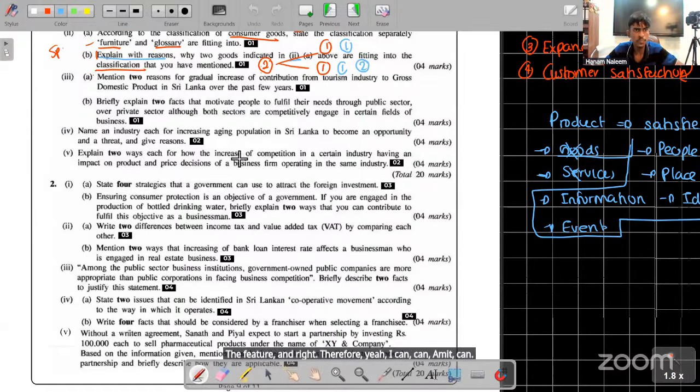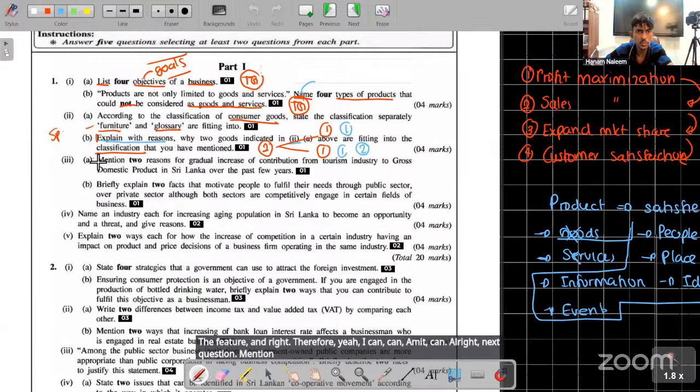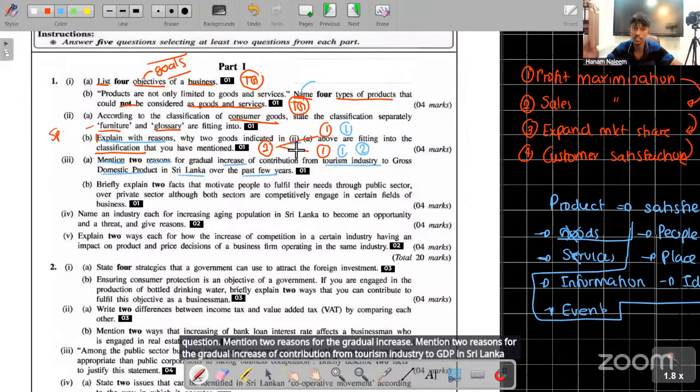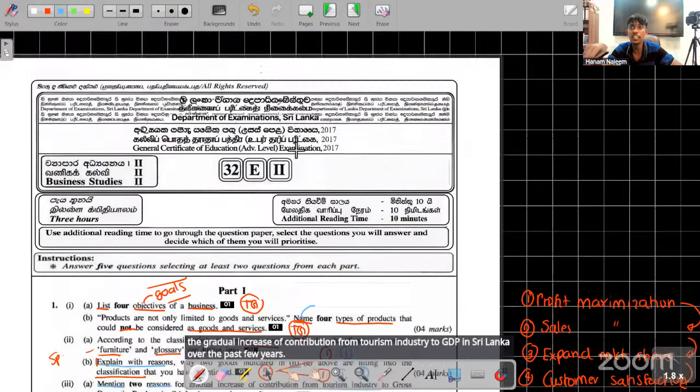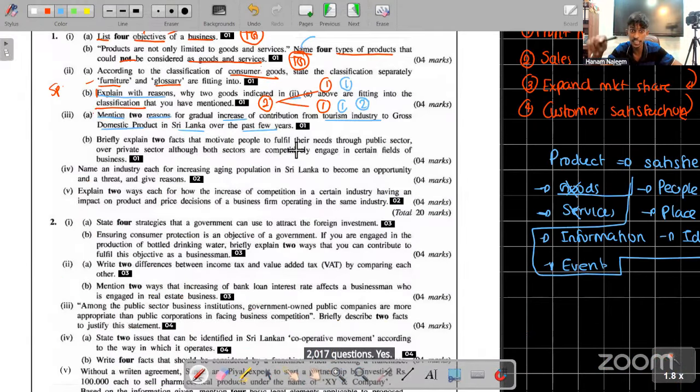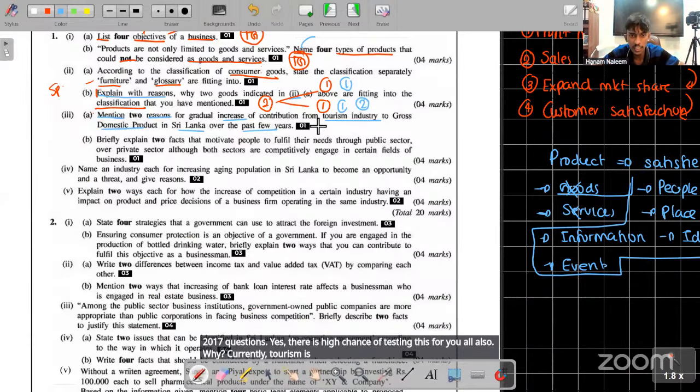Alright. Next question. Mention two reasons for the gradual increase of contribution from the tourism industry to GDP in Sri Lanka over the past few years. This is a 2017 question. Yes, there is a high chance of testing this for you all also. Why? Currently, tourism is blooming. So it's a 2 mark question. They're asking you only two reasons. So you all know, for one reason, you get a solid 1 mark.